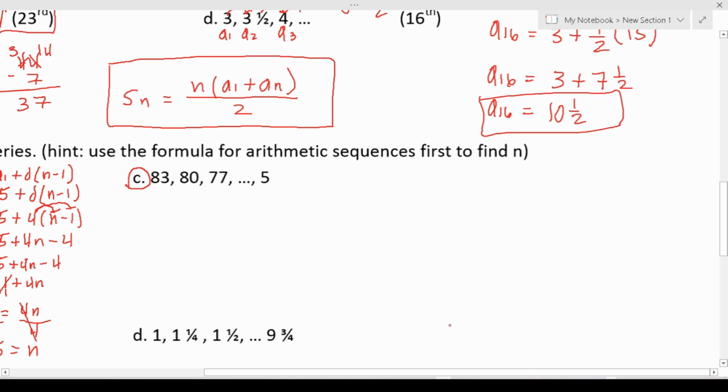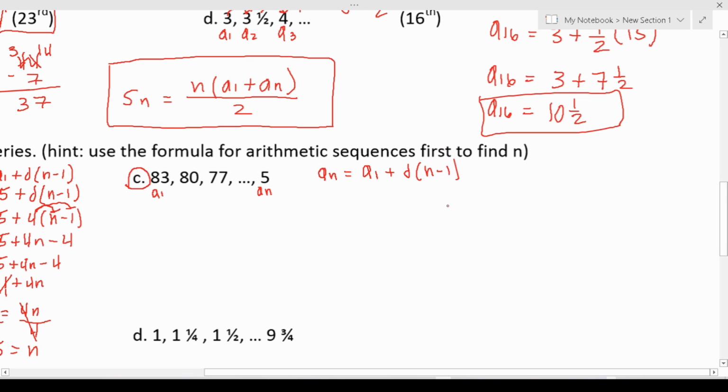So in this case, again, we can see a sub 1 is 83, whereas a sub n, which is the final term in this sequence, is 5. In order to apply this S sub n summation formula, we have to figure out what n is. So let's go ahead and do that. Again, we do that using this formula: a sub n equals a sub 1 plus d times n minus 1.